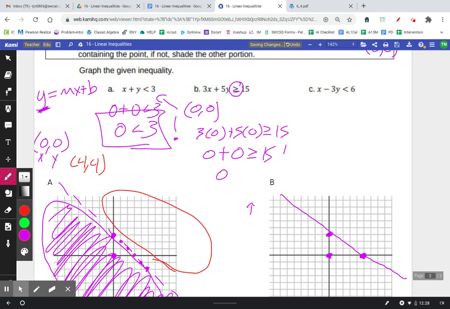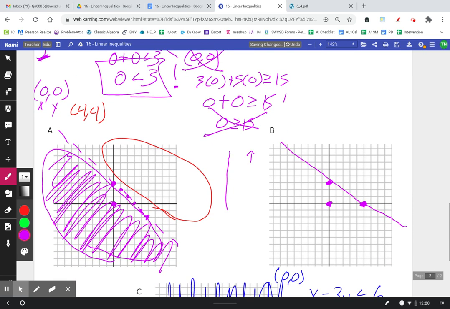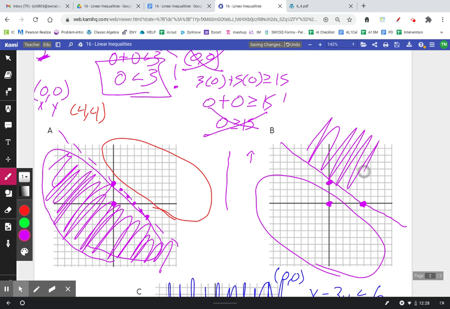Is greater than or equal to 15. 0 plus 0 is 0. Is greater than or equal to 15. Read that statement. 0 is greater than or equal to 15. That is not true. So this is not a solution. So these are not the solutions. These are the solutions. The other side of that line are all the solutions. When I tested that point 0, 0, it didn't work. It did not make a true statement with that inequality.